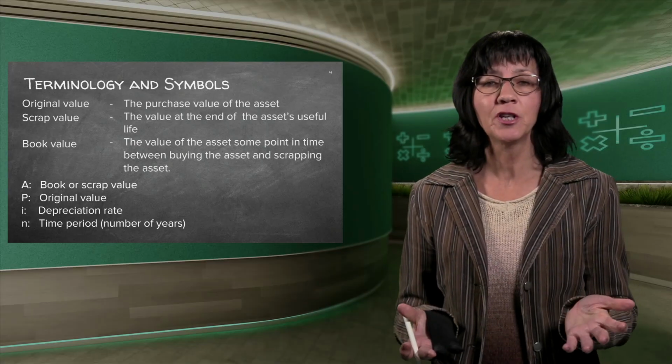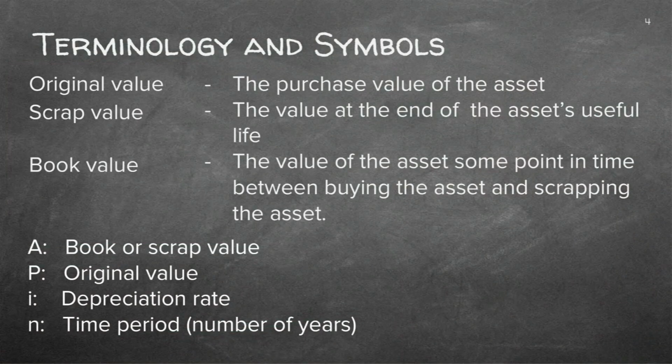Now, the terminology, as always, you need to know your terminology. Many times that is the reason why many people struggle with maths. They do not understand the terminology. So let's see. The original value is the purchase value, the beginning. So I'm going to write here: it's the beginning value. In other words, the original value is the beginning value, the P, here at the bottom.